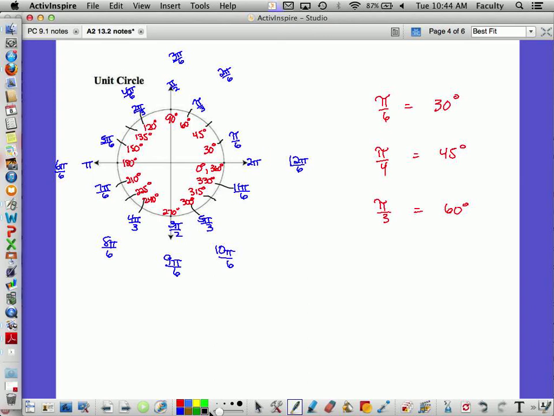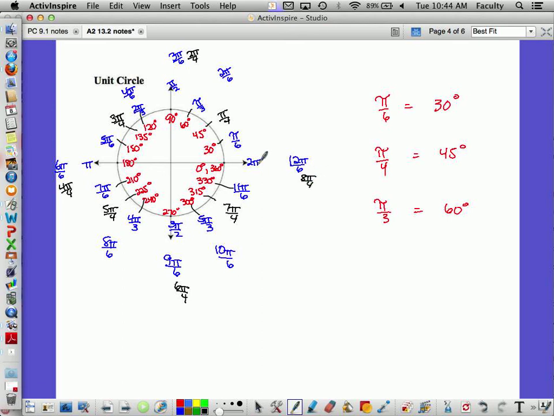Now, I'm going to handle my 45s. Well, 45 we know is pi over 4. If I add another 45, that's 2 pi over 4, which is pi over 2. If I add another 45, that's 3 pi over 4. I add another 45, that's 4 pi over 4. That's pi. Then I'm here and I get 5 pi over 4. This one's 6 pi over 4, but that reduces to 3 pi over 2. And 7 pi over 4. And then 8 pi over 4 is 2 pi.